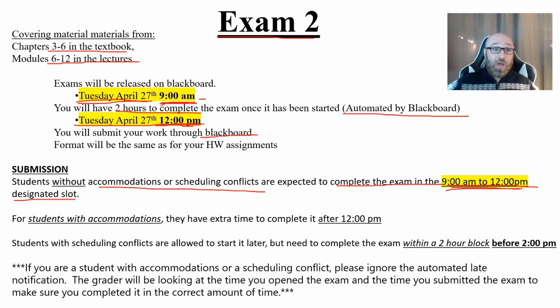Now, if students do have accommodations, then extra time will be accommodated for them after 12 p.m. So if you do have accommodations and it doesn't fit within this 9 to 12 period, please contact me individually and we'll make sure that you have the correct accommodations for you. If you're a student with a scheduling conflict and need to start later, this is possible, but please let me know in advance so we can schedule this. Again, you'll still only have a 2-hour block, and in this case we'll still need to have this finished before 2 p.m. So this all needs to be done in the same day.